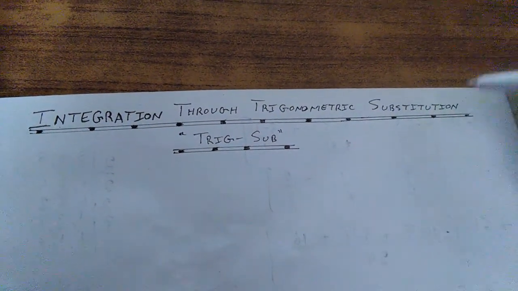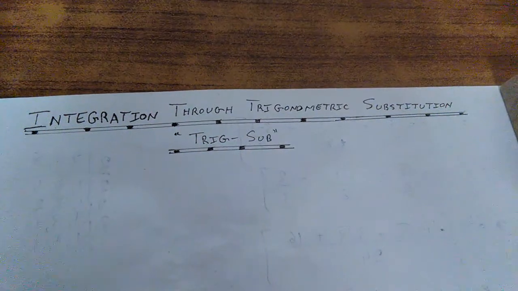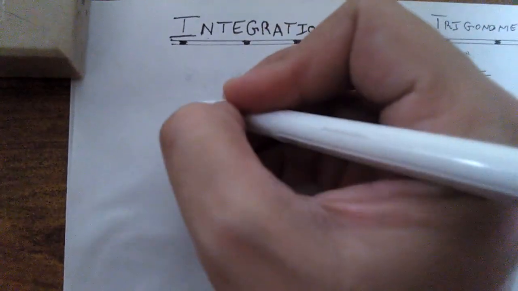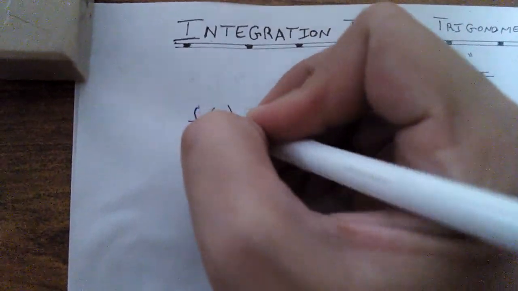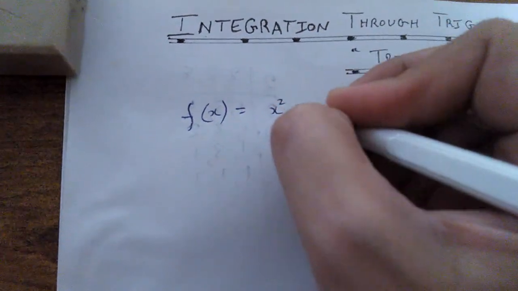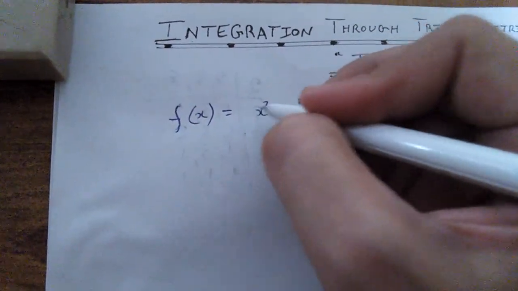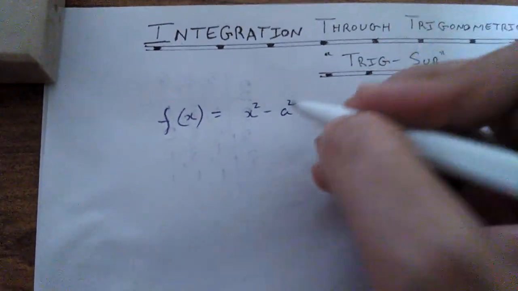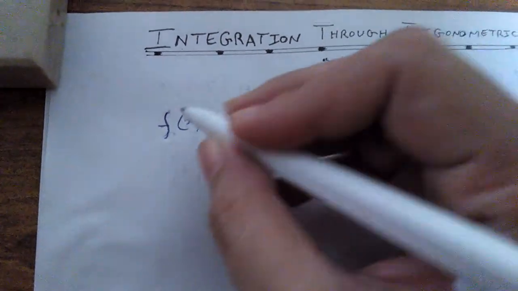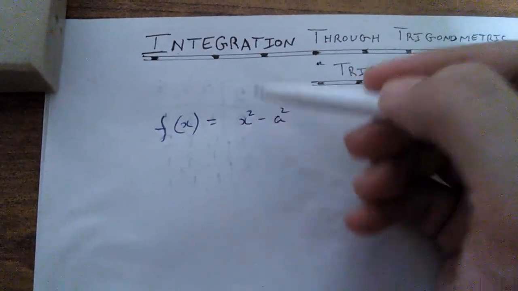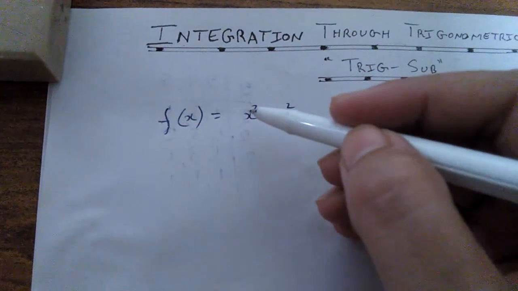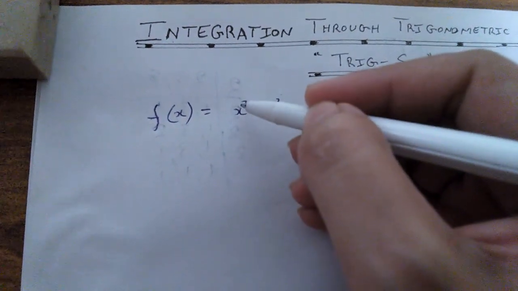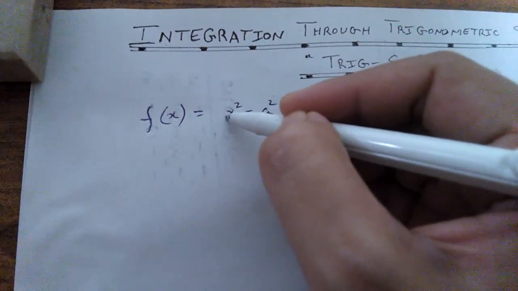In this video, we are going to learn how to evaluate the integrand which is of this type. If we are having a function, or the integrand, of this type, x squared minus a squared, sometimes under the root or sometimes without root, or if any other variable might be involved, what is the replacement of this variable x, which is the independent variable here?